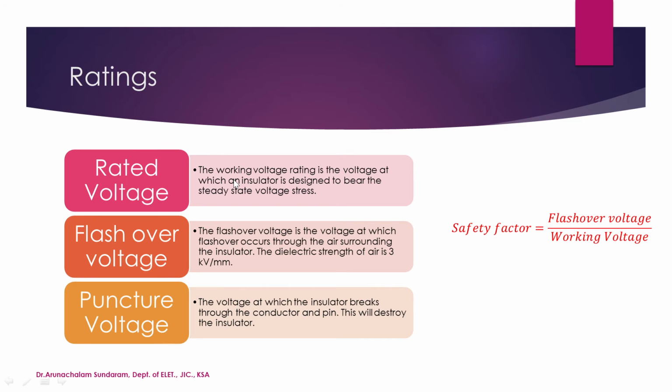Now, this is a very important slide. There are three types of voltages. Whenever we discuss insulators, we should know about this. One is called the rated voltage. Rated voltage means the line voltage of the conductor where we are going to connect the insulator. So it is designed to bear the steady state voltage, or the line voltage, of the conductor. Stress means voltage per centimeter. So voltage per centimeter is called the stress.